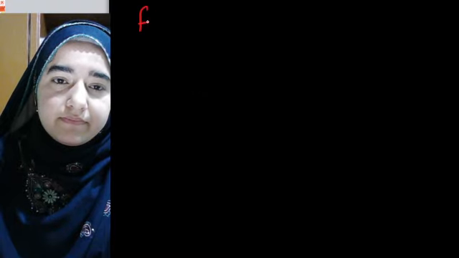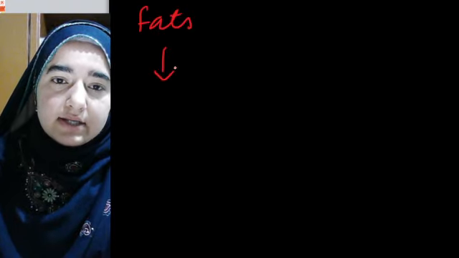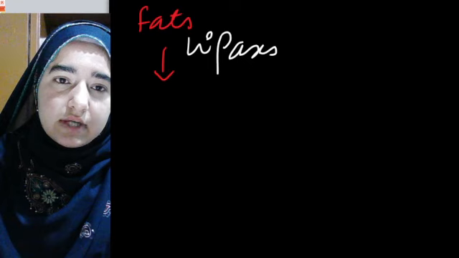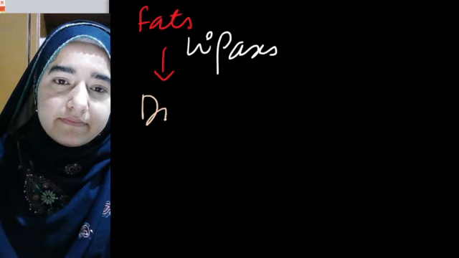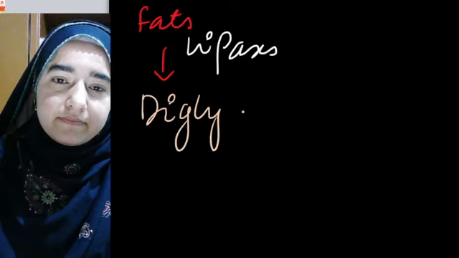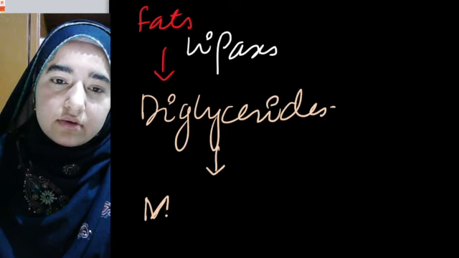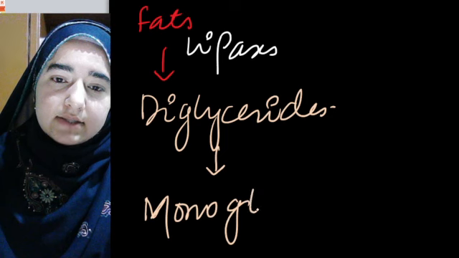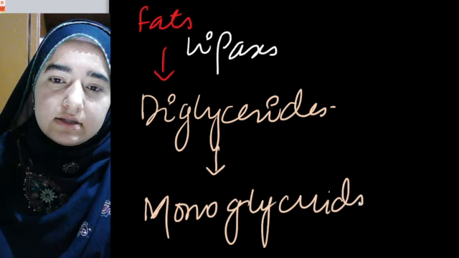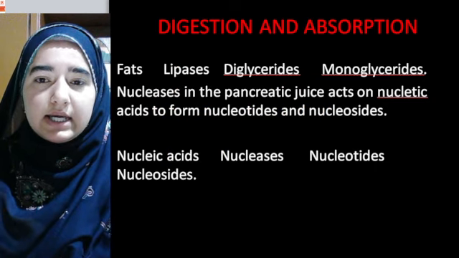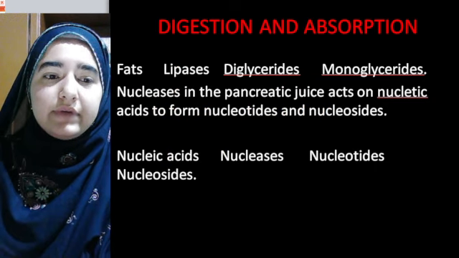Similarly, we have fats. Lipases act on fats, and fats get converted into diglycerides. Diglycerides then get converted into monoglycerides. These are the simplest substances which are formed. Great. Then we have nucleic acids.